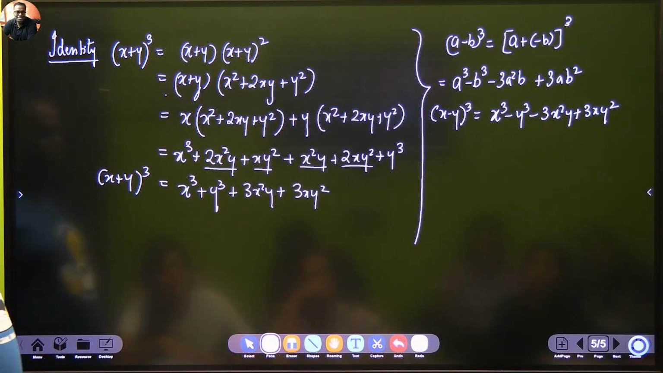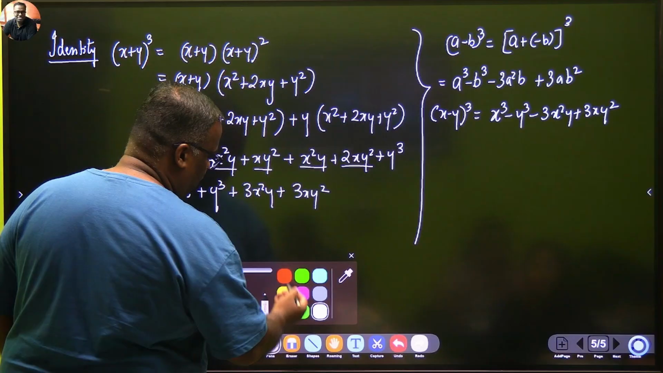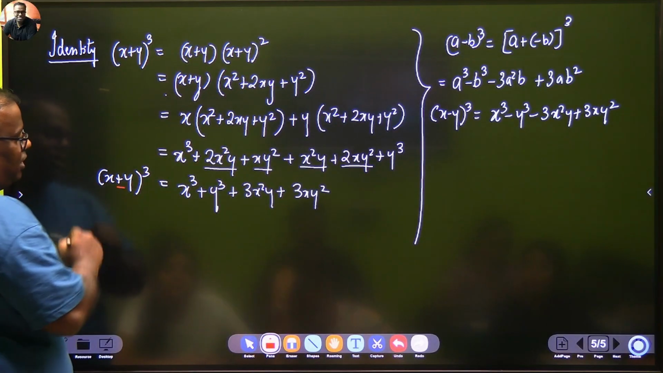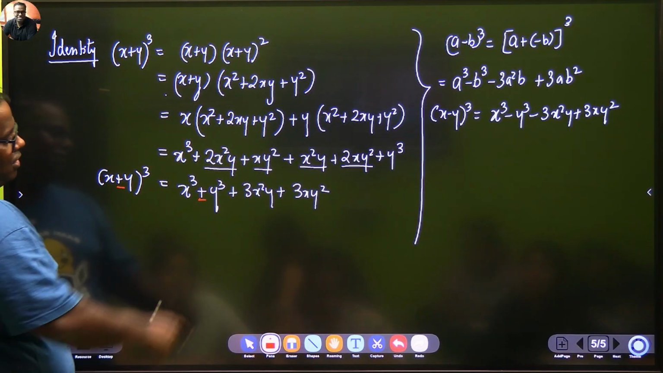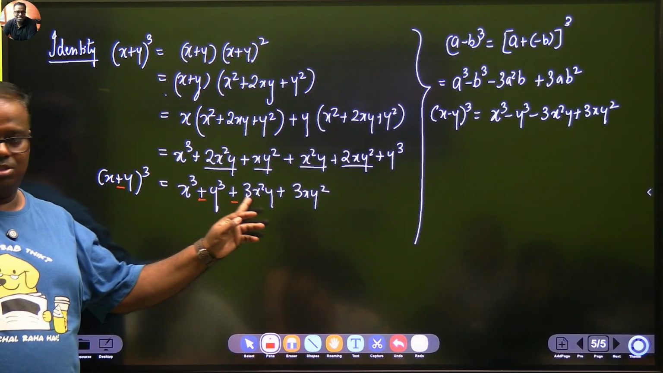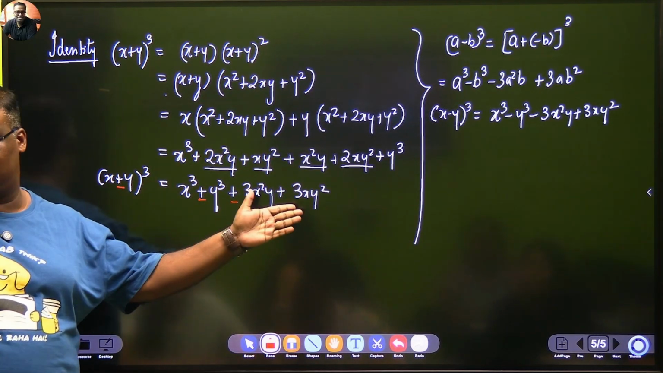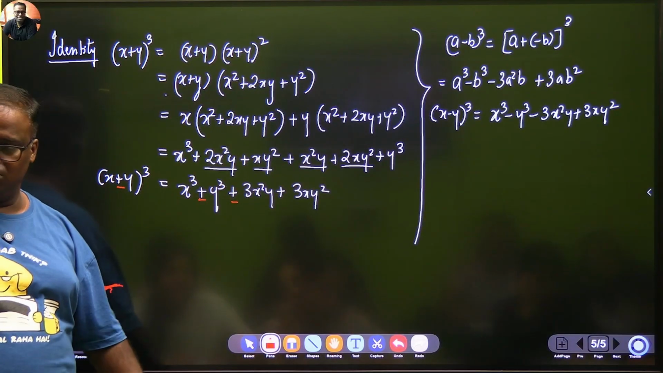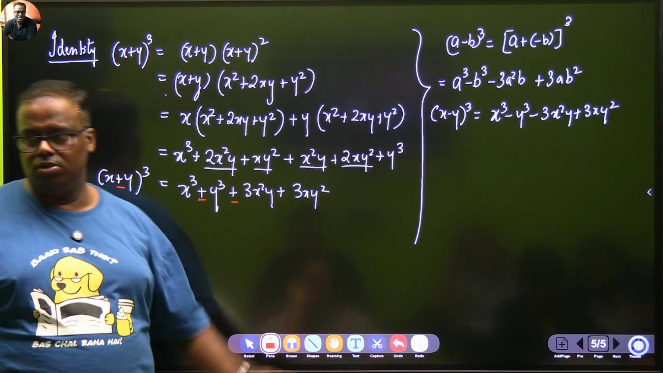If you want to write a combo formula and think that you're very smart, you can put a minus here. This one will be a minus, this goes a plus. A cube minus b cube minus 3a square b plus 3ab square. If you're drilling the reds, go with the reds. The whites, you go with the whites. Understood? But there is another formula also for these two.